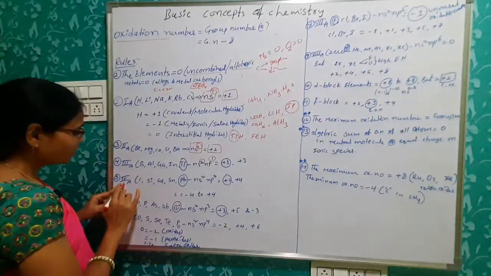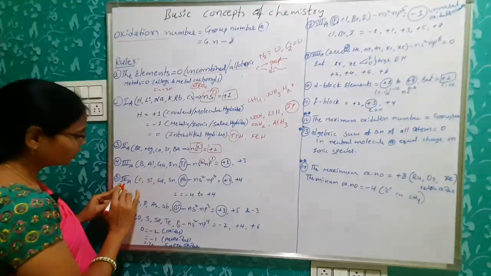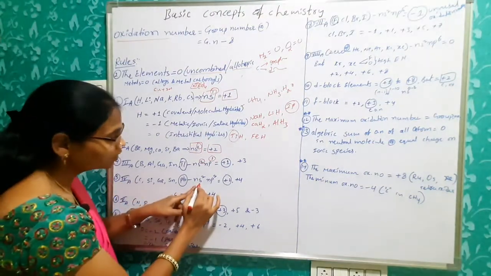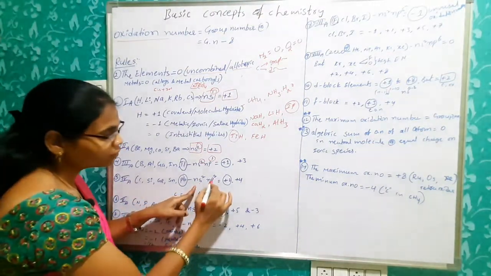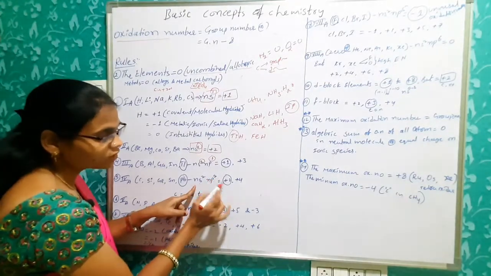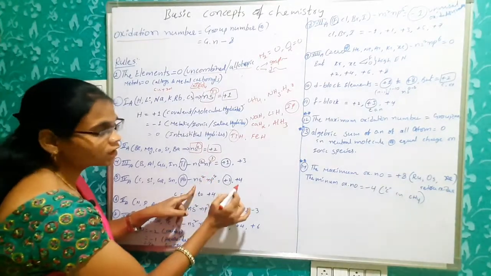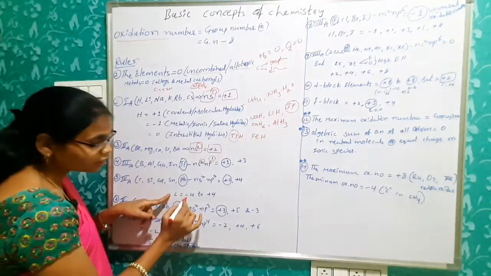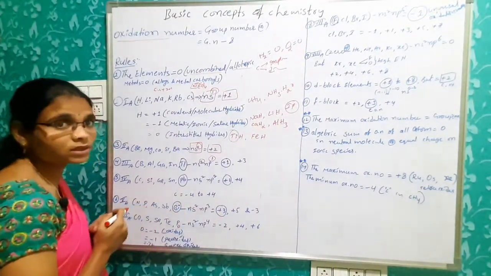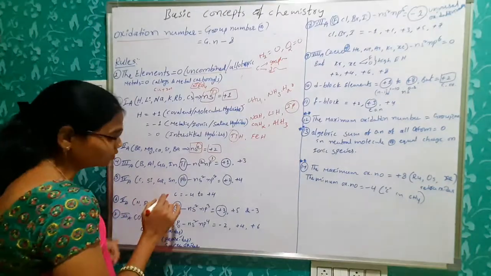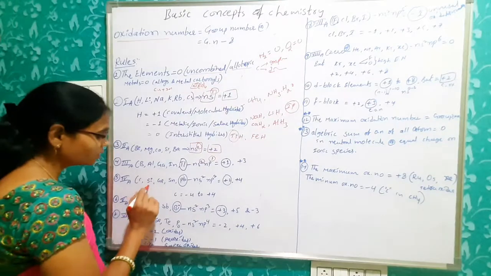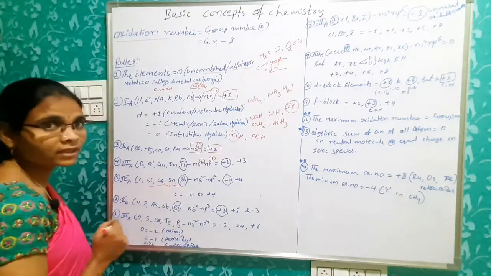Now 4A group elements: carbon, silicon, germanium, tin, lead. They have ns2 np2 electronic configuration. By loss of these 2 electrons +2, by loss of all four electrons +4 oxidation number. Carbon shows -4 to +4 oxidation numbers, due to tetravalence and higher electronegativity compared with the rest of the elements in the group.